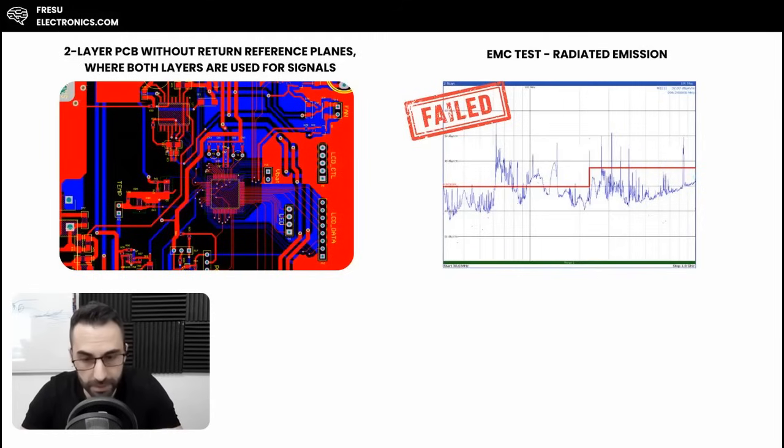And if I measure this with EMC instruments, for example in a radiated emission test, I will pick up these fields because I allowed them to grow large, and now they are above the limits of the standards that I need to comply with.